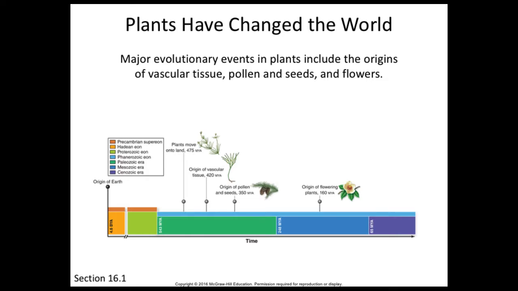This timeline shows the evolutionary timeline for how plants evolved over the last hundreds of millions of years. We could say that major evolutionary events in plants include the origins of these specialized parts, including vascular tissue, pollen, seeds, and flowers. Now, not all plants have these features, but some plants do. And the plants that have all of these features would be considered to be the most advanced plants on our planet.